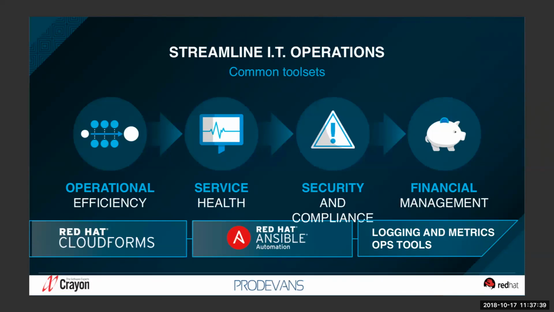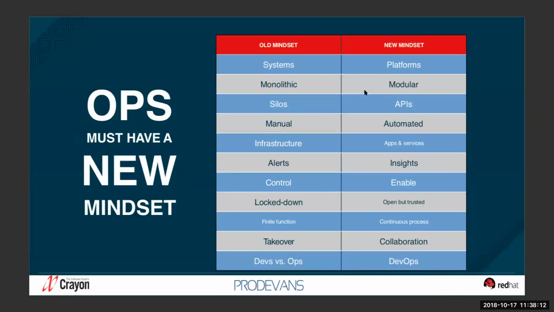So we talked about the business motive: accelerate, innovate, and optimize, right? Or enable, or empower. Then we talked about how. So how is operational efficiency, service health, security compliance, and financial management, right? Now, all this has to happen in a new mindset. Without a new mindset, you cannot bring this transformation.